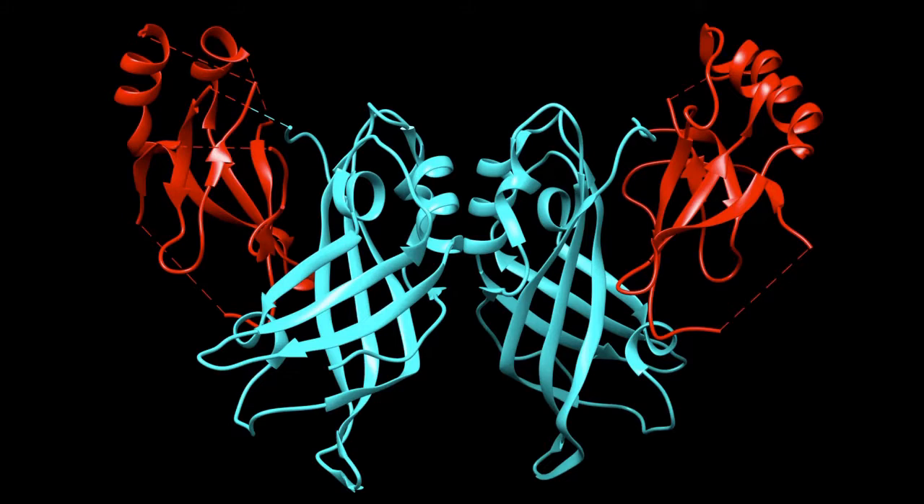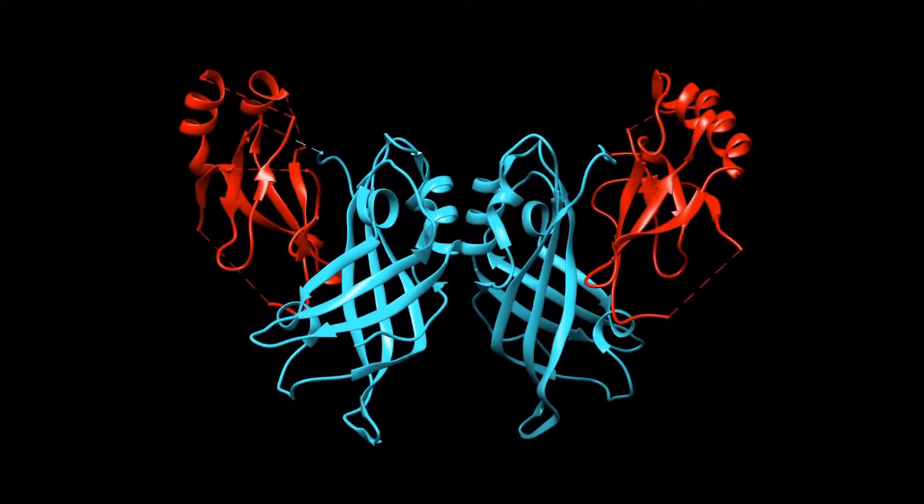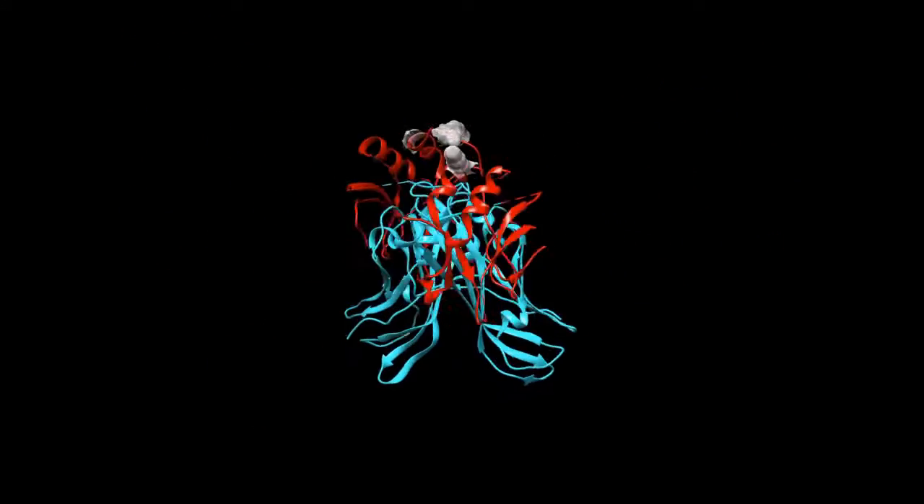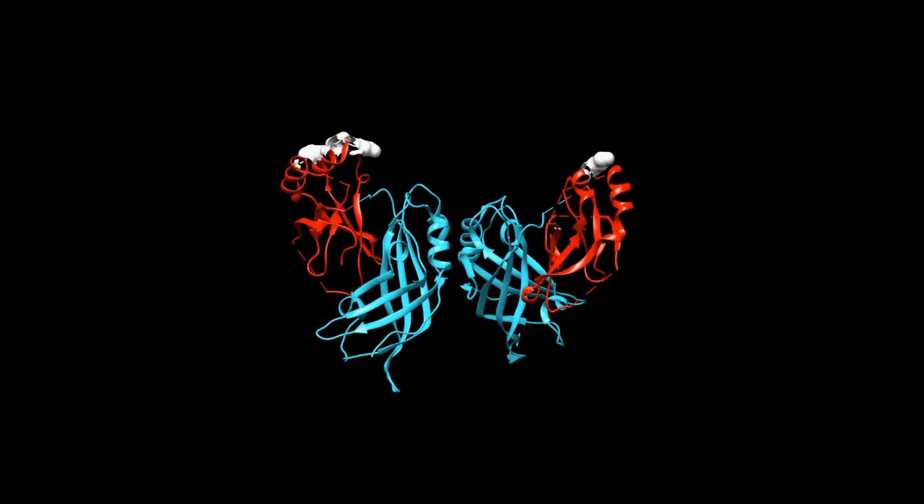As the dimers begin to arrive at the cell membrane, a patch of basic lysine residues found on the C-terminal domain of each subunit play a crucial role in interacting with the negatively charged inner cell membrane.